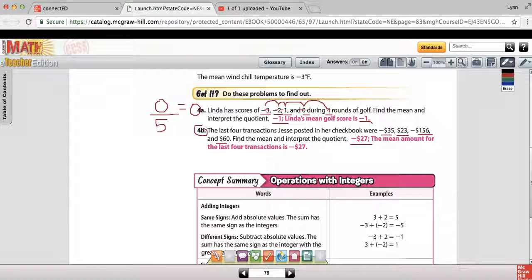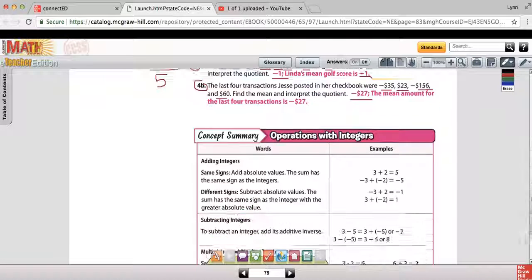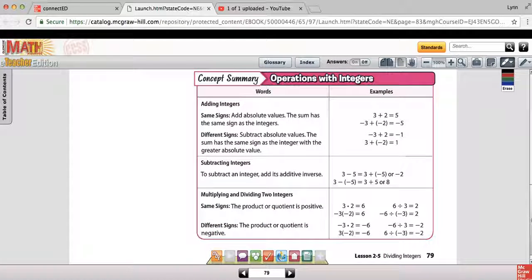And lastly, you're just going to write down something to remember when dividing integers. At the bottom of page 79, there's a concept summary. If you want to copy that down, you're welcome to. There's just lots of rules to remember if that's something you like to do. Otherwise, think about some other strategies that you can use to get really efficient with your integer operations. Let me know if you need any extra help.